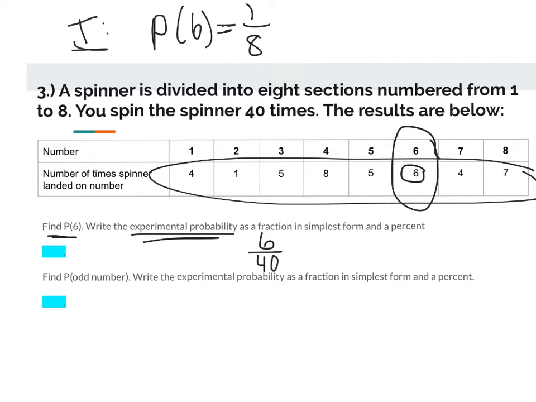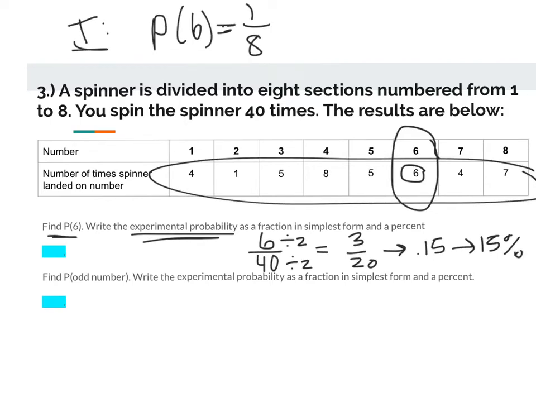Now the question says to write it as a fraction in simplest form and as a percent. So we can simplify this by dividing both numbers by 2, which would give us 3 over 20. Now the last part says to write it as a percentage, so we need to do 3 divided by 20, and you have your calculators you can divide on. That would give us 15 hundredths, which would be 15%.